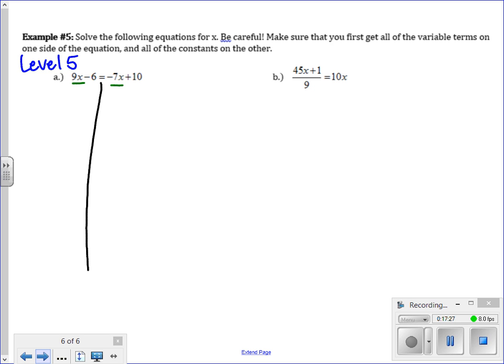Now our goal when we solve these equations is to get all the x's on one side and all the constants or the numbers on the other. It doesn't matter which side has the x and which side has the constants. They just have to be together. Right? Now I'm going to start here by moving the x's.